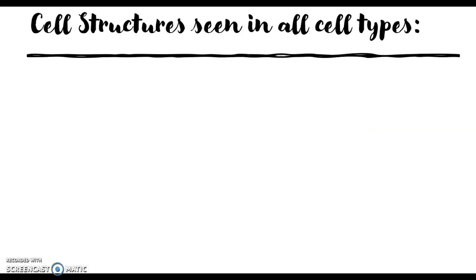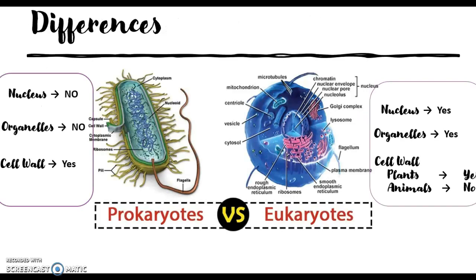The basic cell structure found in all cell types: DNA, cytoplasm, ribosomes, and cell membranes. And we had that in that very first diagram that you drew. All right, then what are some of the differences between prokaryotes and eukaryotes? Well, prokaryotes do not have a nucleus. They have no organelles, but they do have a cell wall for protection.